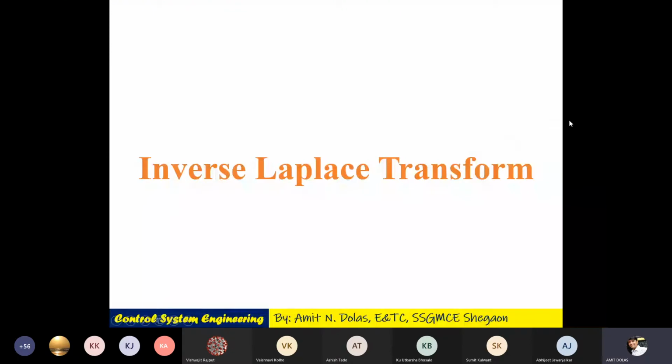I hope the screen is visible. PPT. We'll start with the inverse Laplace transform. Is it visible to you? Somebody may reply. Yes, sir. Yes, sir. Okay.